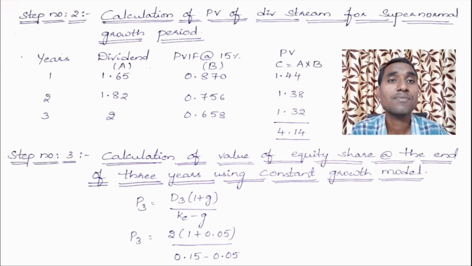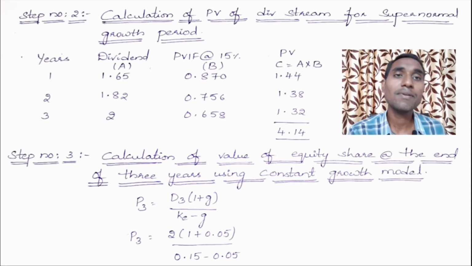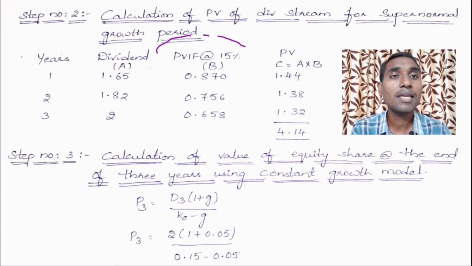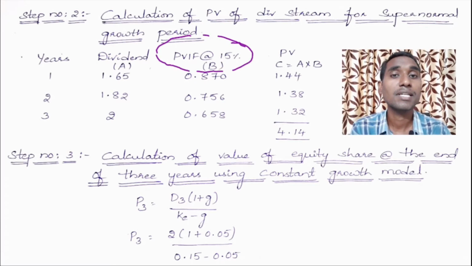These dividends are what we have found. The first year dividend was 1.65, second year dividend is 1.82, third year dividend is 2 rupees. In the first step we found these dividends, so in the second step we are calculating the present value of these dividends. By seeing the A3 table, see this, PVIF at 15%.